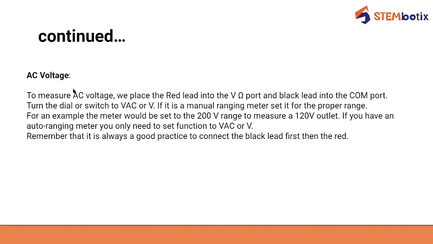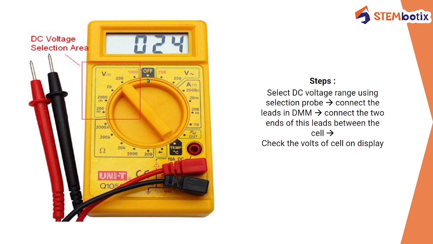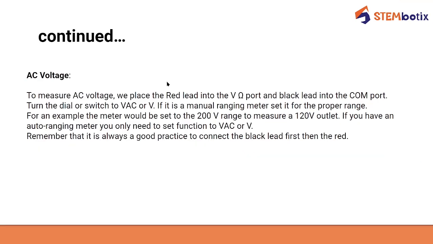Now, how to measure AC voltage? That was all about DC voltage, but what if we need to measure AC voltage? To measure AC voltage, we place the red lead into the V ohm port and the black lead into the common port. Turn the dial or switch. Since we want to measure AC voltage, we turn the selection probe to the AC voltage panel area.